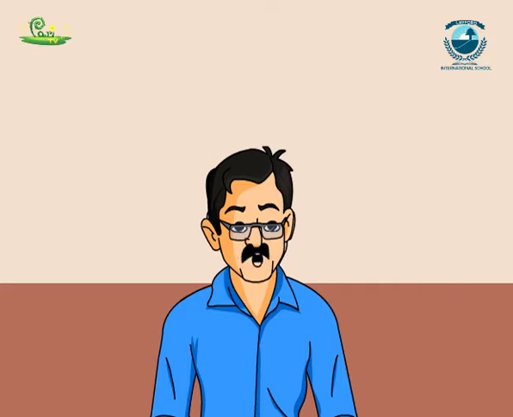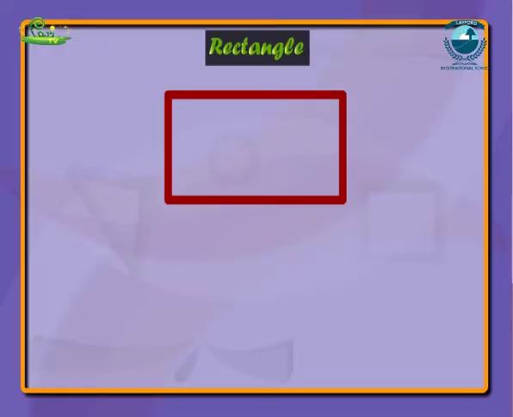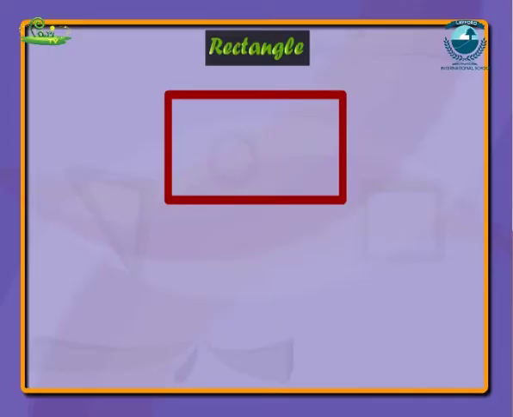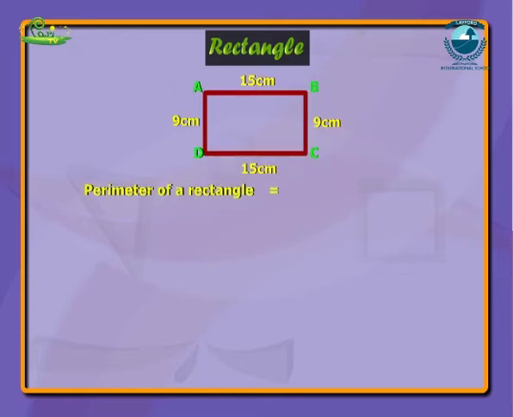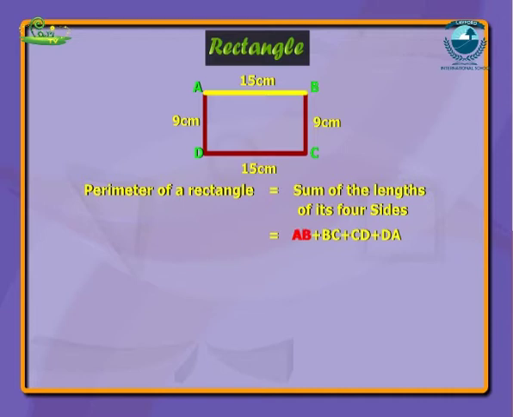Now, we will learn to find the perimeter of the rectangle. But first, tell me what a rectangle is. A rectangle is a quadrilateral whose opposite sides are equal. You are right. Consider the rectangle ABCD, whose sides are AB equal to 15 centimeters, BC equal to 9 centimeters, CD equal to 15 centimeters, DA equal to 9 centimeters. Sum of the lengths of its four sides equals AB plus BC plus CD plus DA.